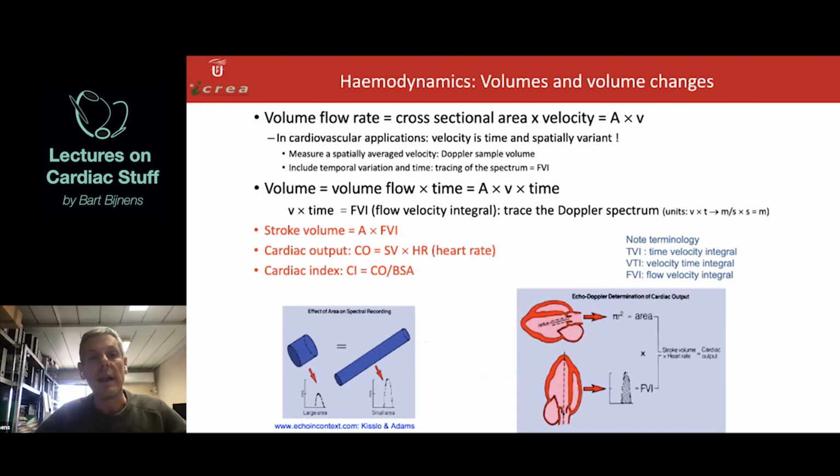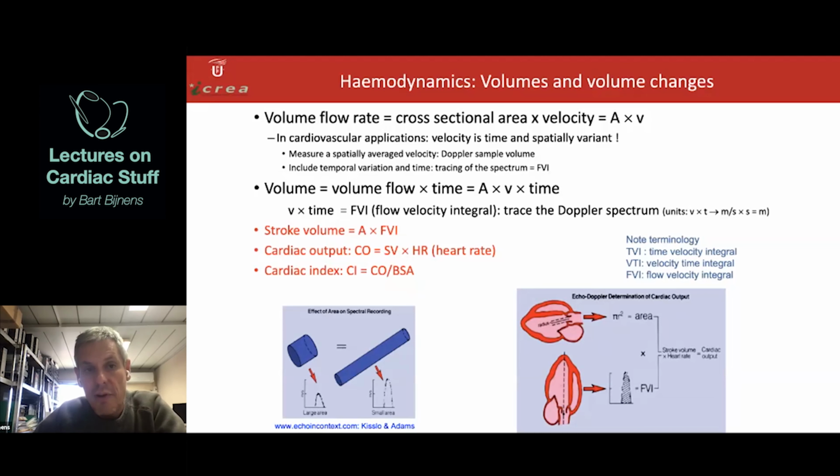Okay, so how do we then use this for measurements? I partially told you before already. Volume rates: if we have a cross-sectional area and we measure the velocity, we can calculate the volume flow. What we often do is measure an average velocity, or measure the velocity time integral. So you delineate the velocity as a function of time, and then you make the integral, each time multiplying by the area.